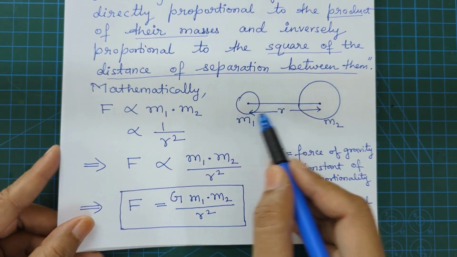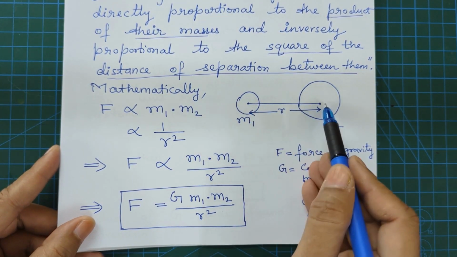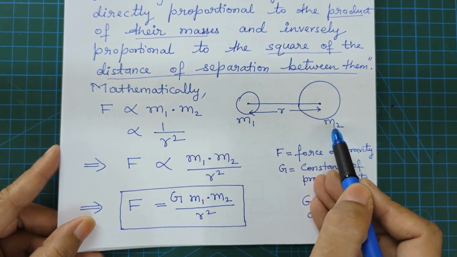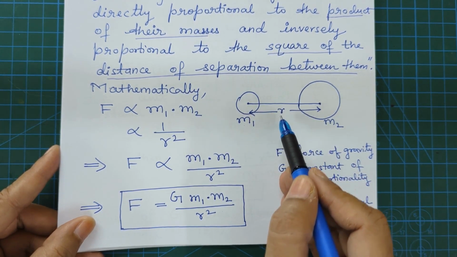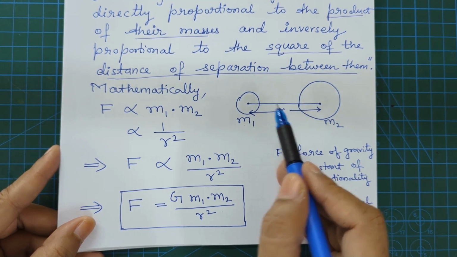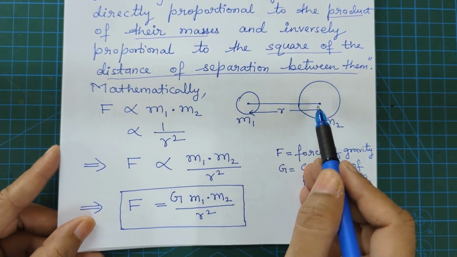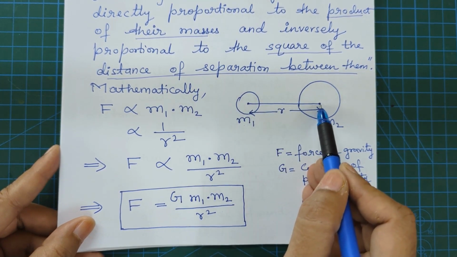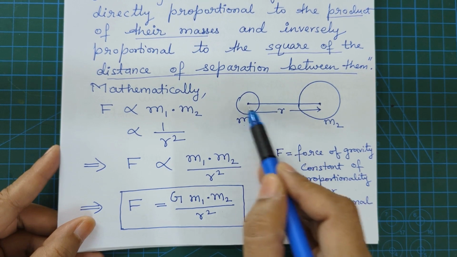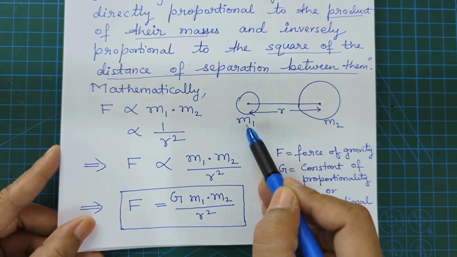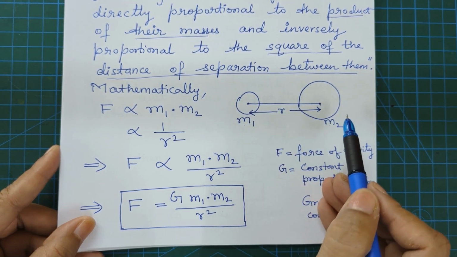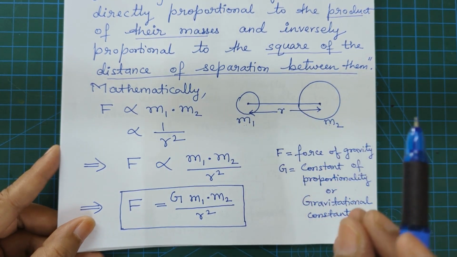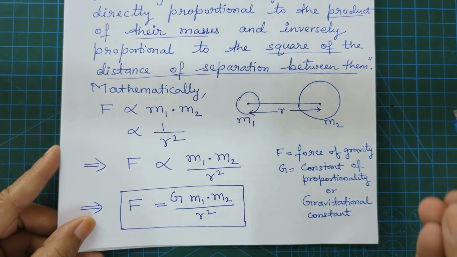So first, a diagrammatic understanding. These are any 2 masses of magnitude m1 and m2 separated by r distance. Keep this in mind: distance of separation between the masses means the distance between the centers of the 2 masses. So r is the distance between the centers, and m1 and m2 are the magnitudes of the masses of these objects. Mass means quantity of matter possessed by an object.